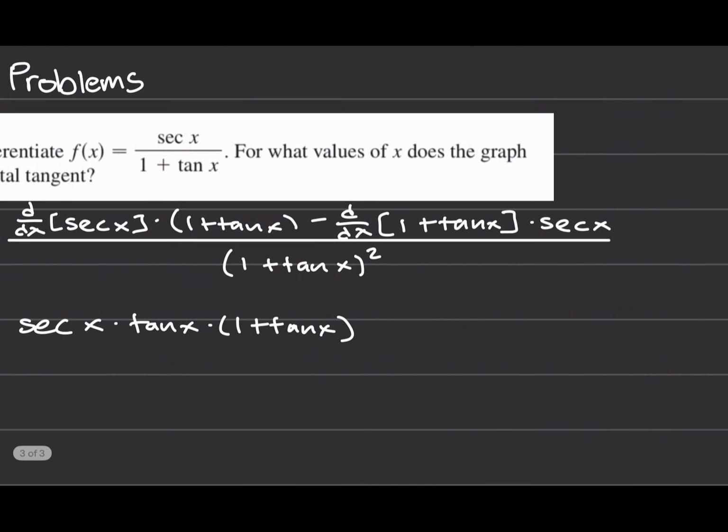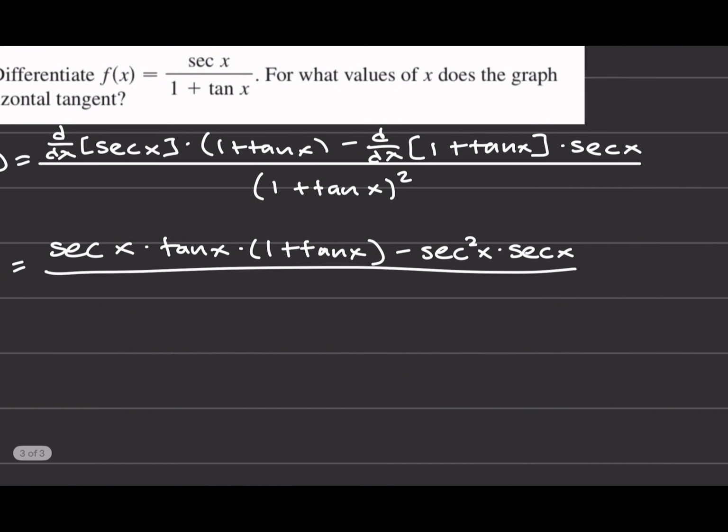Minus, well, let's see. What is the derivative of 1? Derivative of a constant is 0. Easy as that. And now it's asking for derivative of tangent. Tangent, we just solved it. It's just secant squared. So we have secant squared times secant. And then the whole thing is over 1 plus tangent x squared.